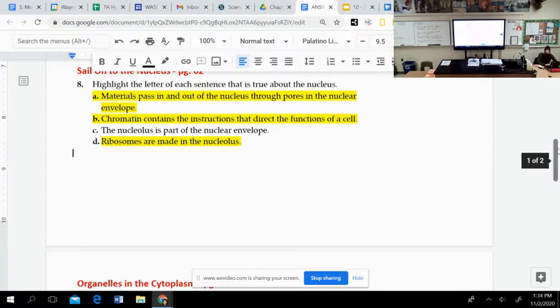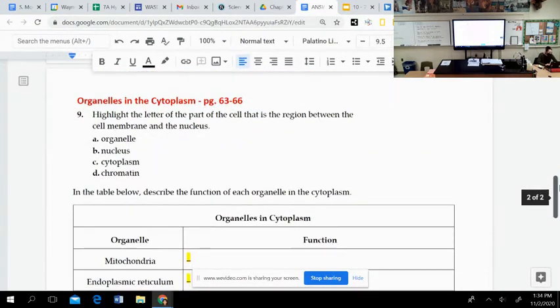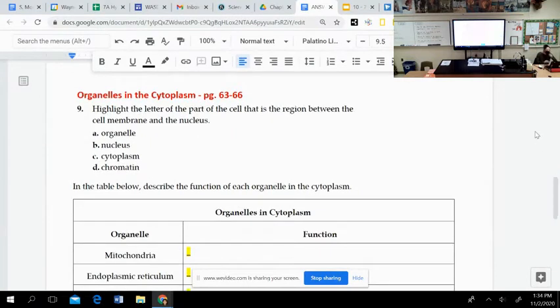Okay? Then we move on to our next section that goes over each of the specific organelles that are in the cell. And this is just kind of giving you a brief overview of what's going on. So question 9, highlight the letter of the part of the cell that is the region between the cell membrane and the nucleus. C. C, the cytoplasm. Yep.